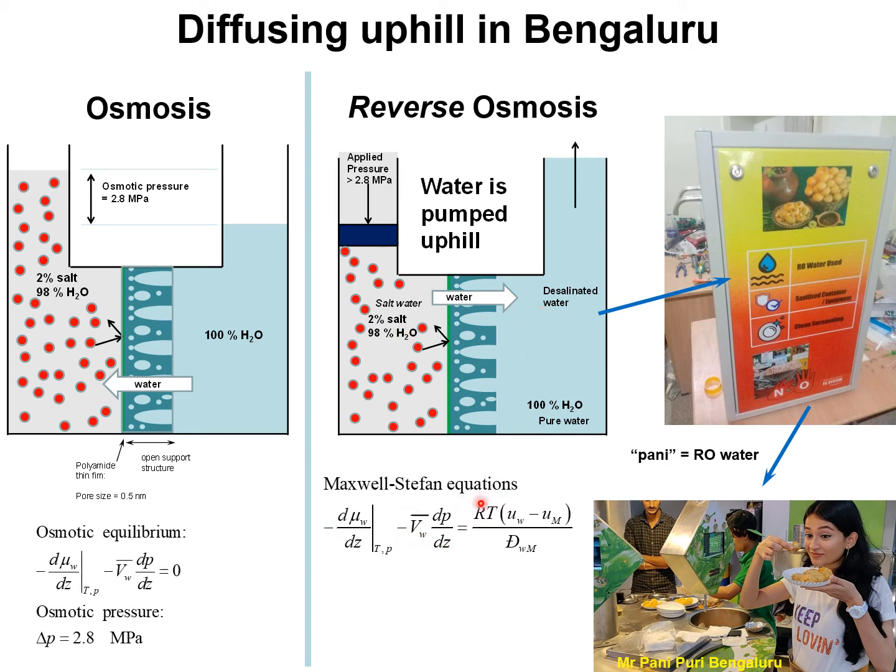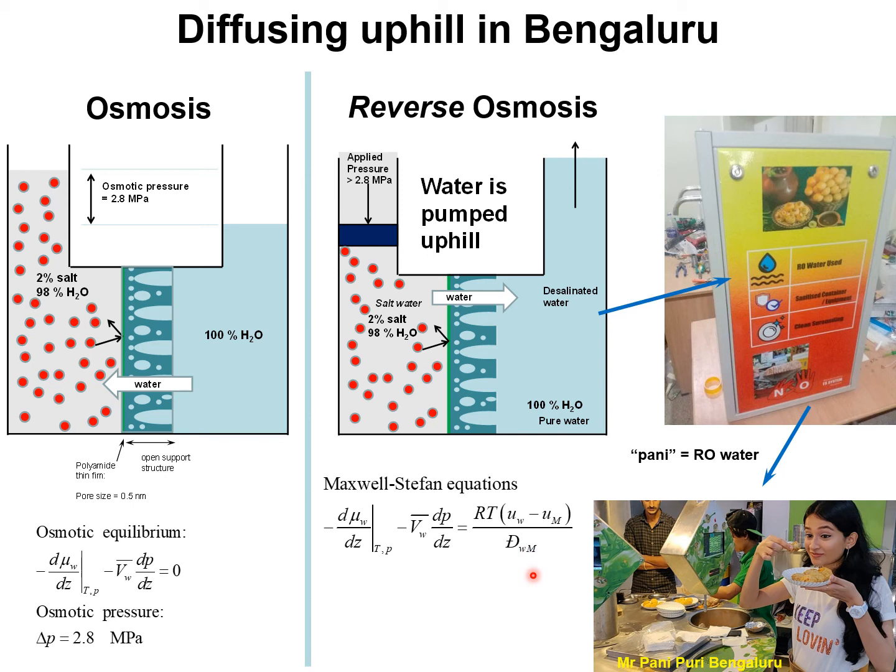The Maxwell-Stefan equations describing water transport are shown here, where the left member quantifies the force acting per mole of water, and the right member of the Maxwell-Stefan equation represents the friction water experiences in undergoing relative motion with respect to the membrane.